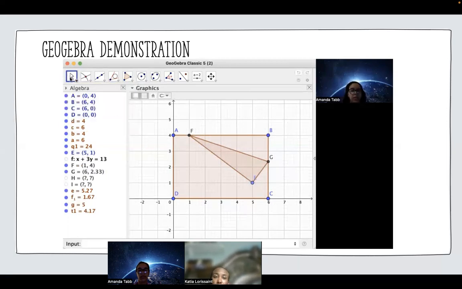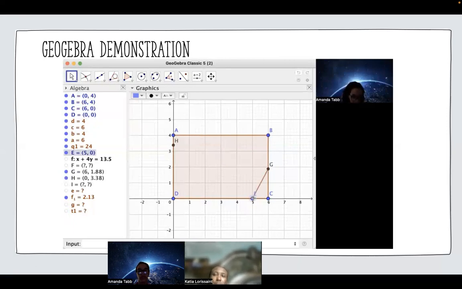Now if we drag the point E to 5, 0, notice that it disappears. So you can see that here. That's because point F, which is the intersection of the perpendicular line in AB, does not exist anymore.